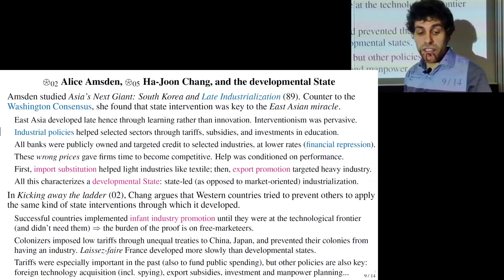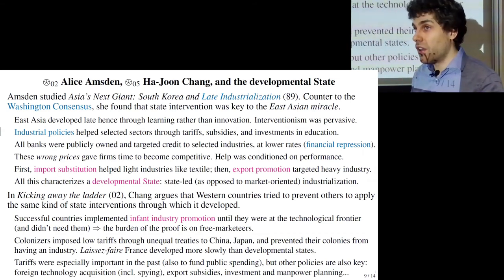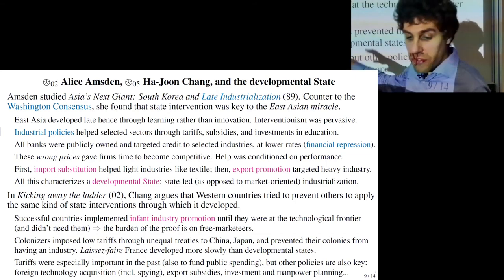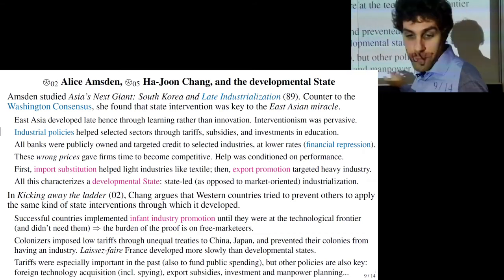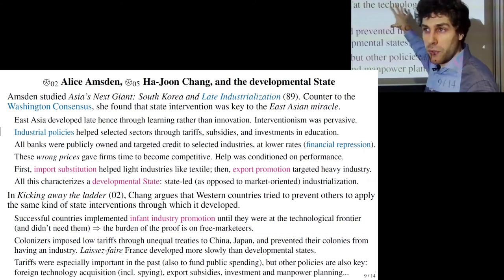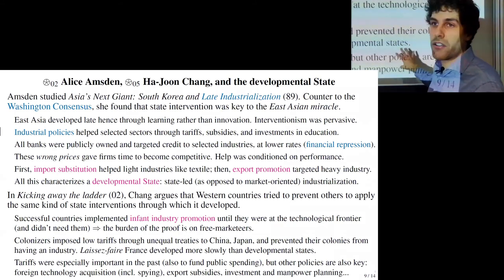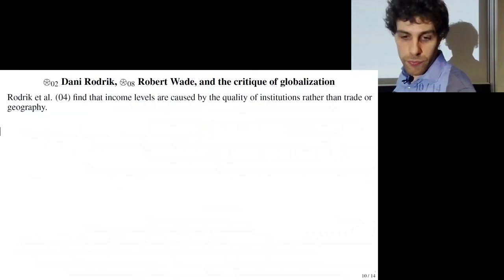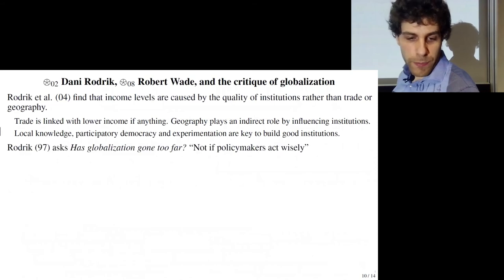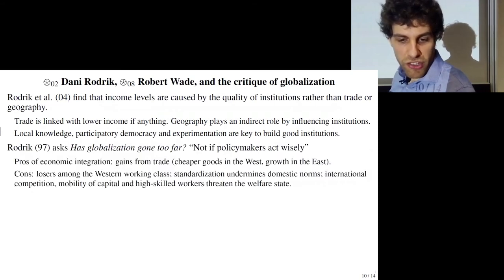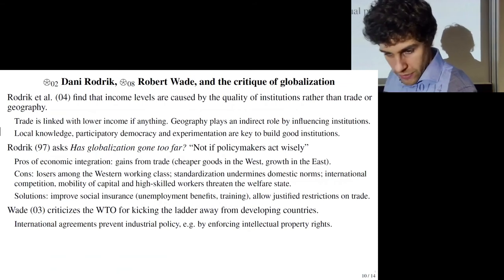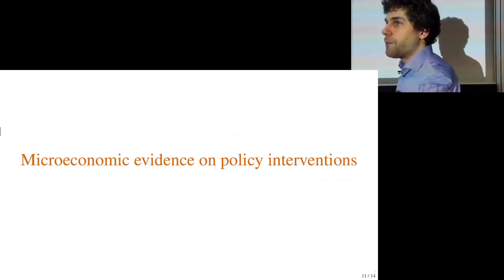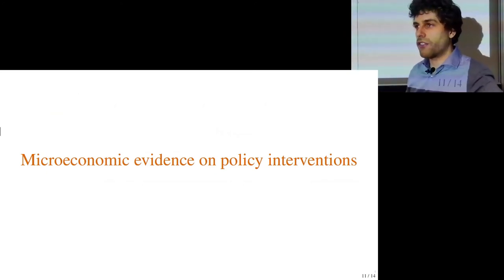And it's not only about tariffs, it's also about foreign technology acquisition, both by buying and by stealing, including spying, export subsidies, investment and manpower planning. Western countries have used these techniques in the past, and now they're trying to prevent middle-income countries from using them. I'm going to skip, I think, the critique of globalization and have a look at it if you want. And I'm going to talk about empirical work, but I can take questions before.